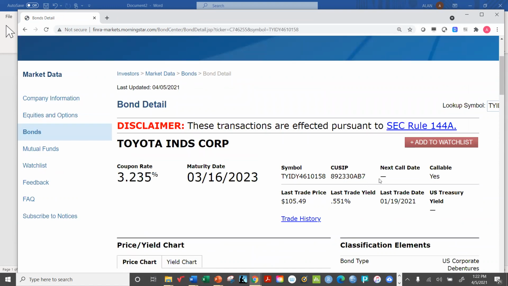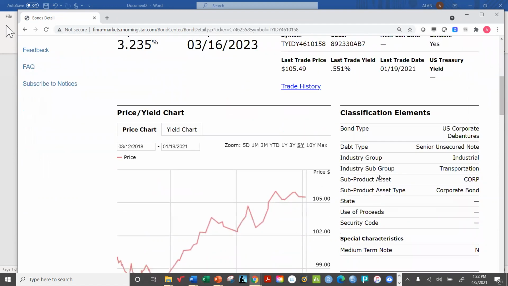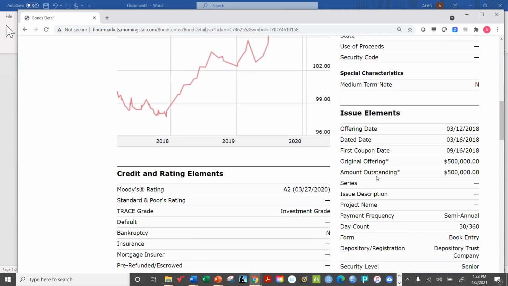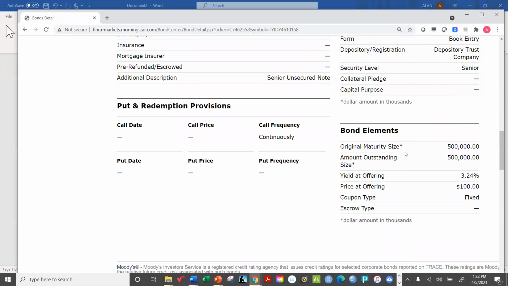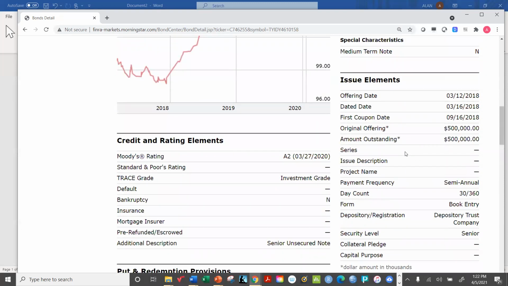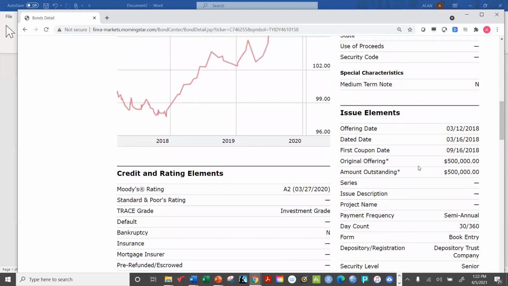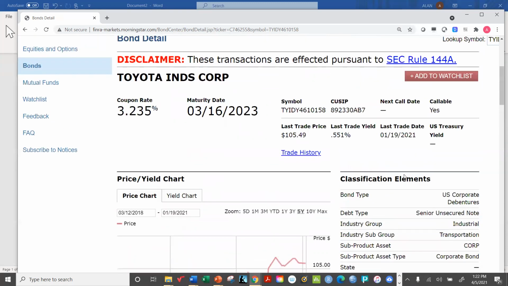This is Toyota. I believe these were issued in, I can't find, everything's listed in dollars. Most likely these were issued in dollars rather than yen, because otherwise, as an American, you'd be subjected to foreign exchange risk if you buy the yen version, although it could be done. But it appears that they've been able to issue this in dollars.